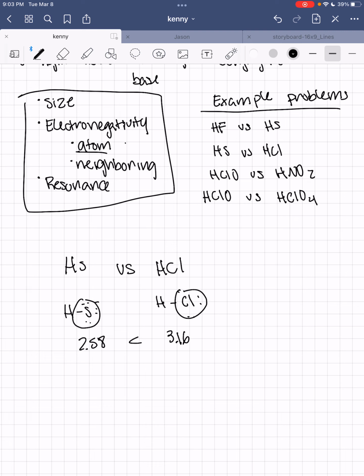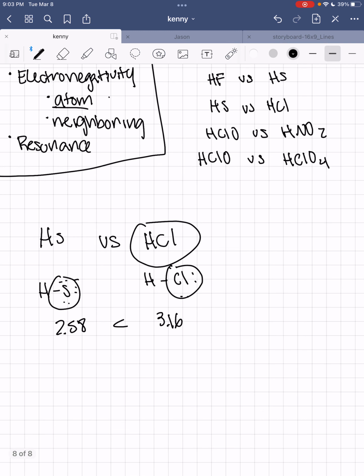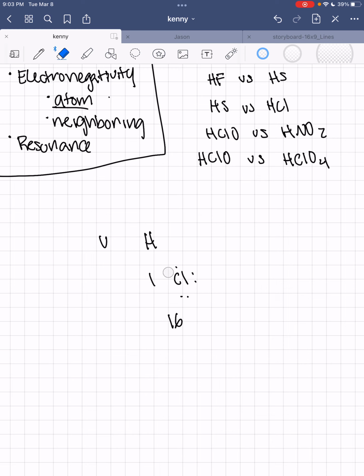I'm not sure if that's a word, but that means chlorine can handle a negative charge better than sulfur, and that means it's more stable, which in turn means that hydrogen chloride is more acidic. Move on to the next question.